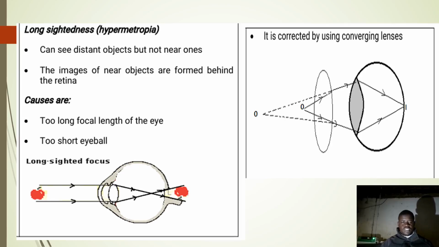You can see it in that diagram. This person is able to see a distant object, but near ones are focused behind the retina. Now, it is corrected using converging lenses, as shown in this diagram.